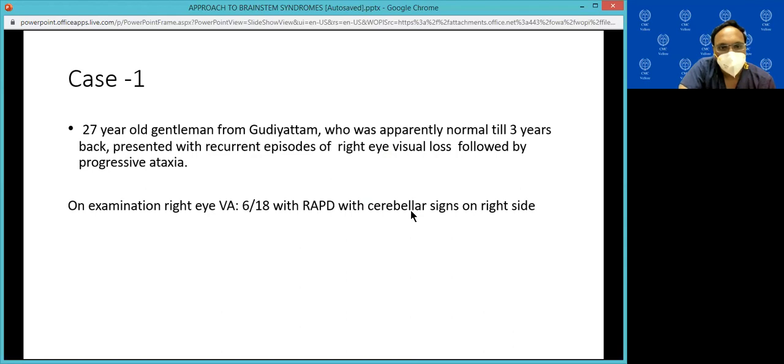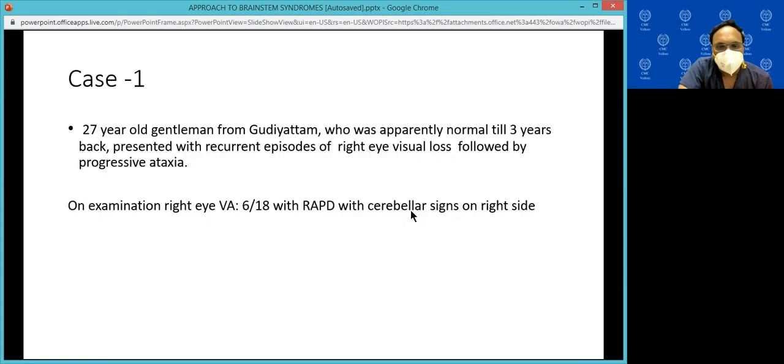So some case scenarios. A 27-year-old gentleman from Gudiyatham, who was apparently normal till 5 years ago, presented with recurrent episodes of right eye visual loss followed by progressive ataxia. On examination, there is a right eye visual acuity of 6/18 with RAPD and cerebellar signs on the right side. Because he is young, with recurrent episodes involving the eye and also ataxia, the localization is the optic nerve and also the cerebellum.